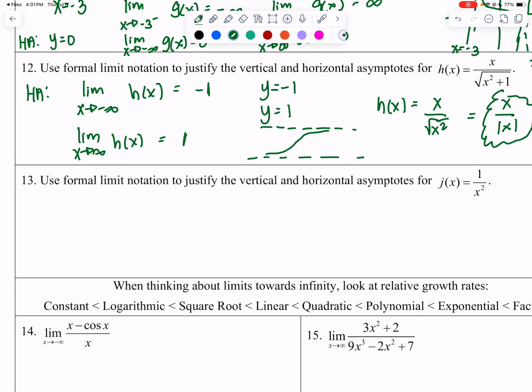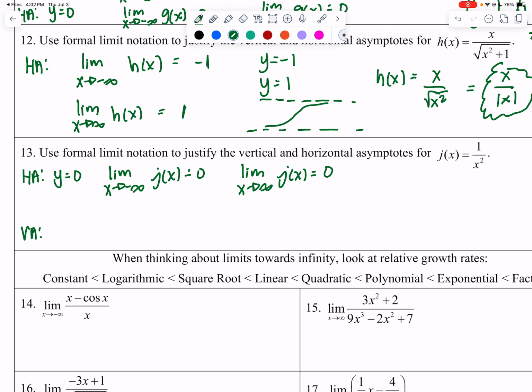All right, same thing for number 13 here. If I were to look at my horizontal asymptote, this is going to be y is equal to 0. If I were to substitute a negative infinity, I'm going to have 1 over negative infinity squared, which means I'm going to have 1 over a very big number, which means that this is going to approach 0. Same thing with positive infinity. This is also going to approach 0 right here.